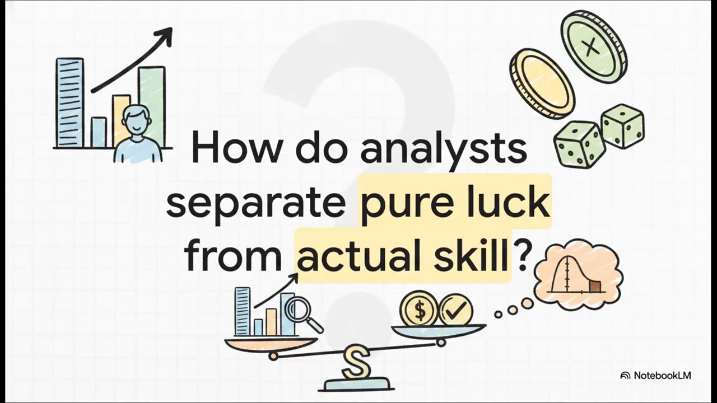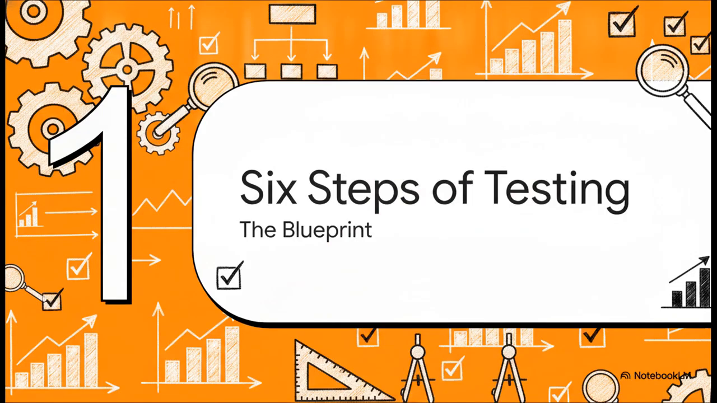So think about this for a second. How do financial analysts separate pure luck from actual undeniable skill? I mean, if a mutual fund manager crushes the market for 2 years straight, are they a certified genius, or do they just flip a really lucky coin? Well, statistical inference is how we uncover the truth hidden inside all that financial data. It's basically the process of making probability-based judgments about a massive population by looking at a much smaller sample of observations. Which brings us to part 1, the 6 steps of testing.